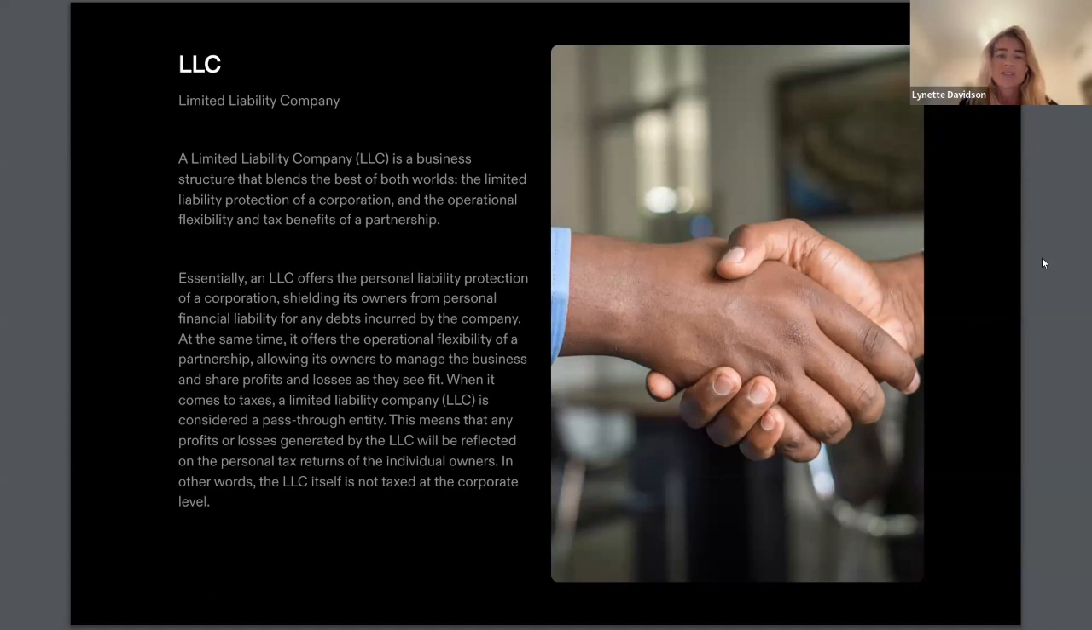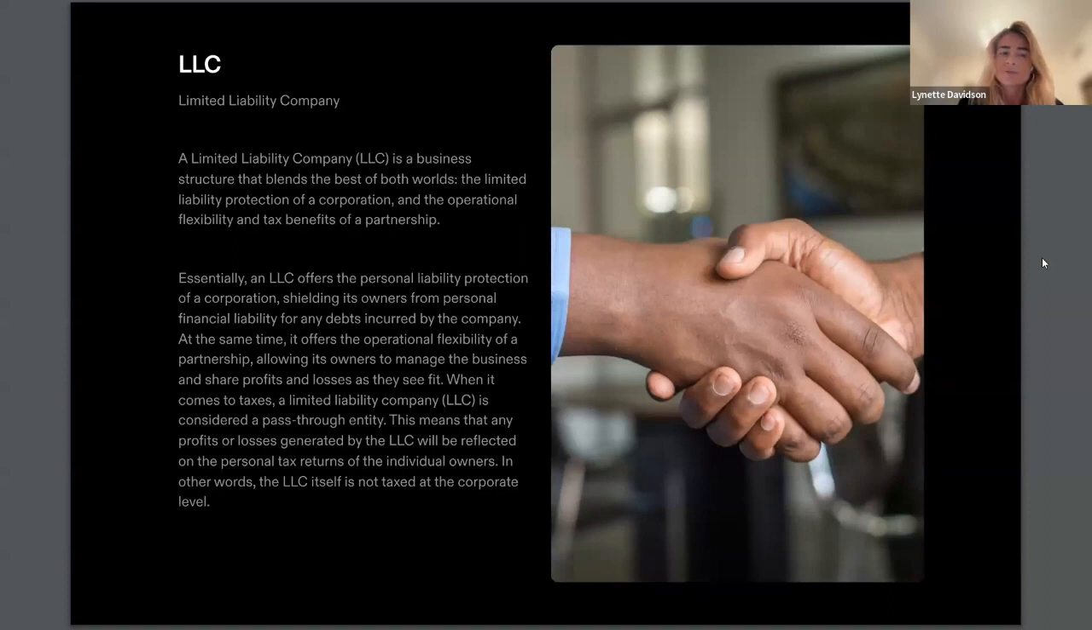When it comes to taxes, however, an LLC is considered a pass-through entity. This means that any profits or losses generated by the limited liability company will be reflected on the personal tax returns of the individual owners. In other words, the LLC itself is not taxed at the corporate level.